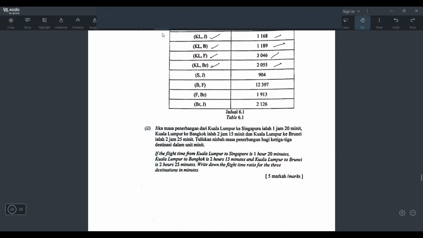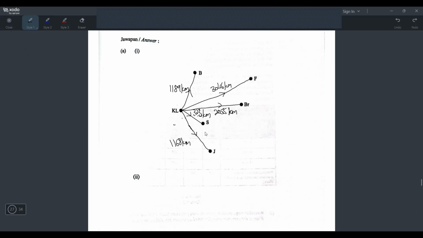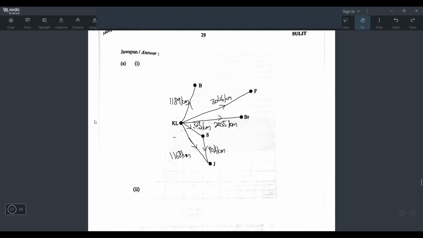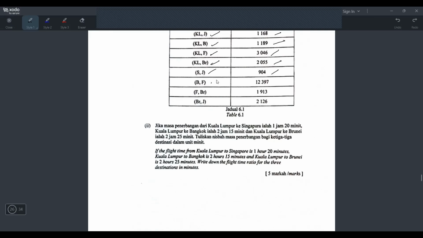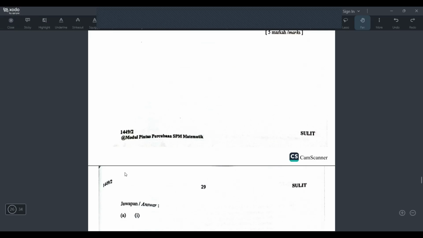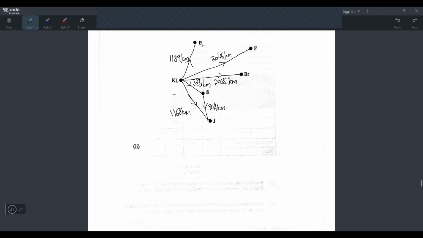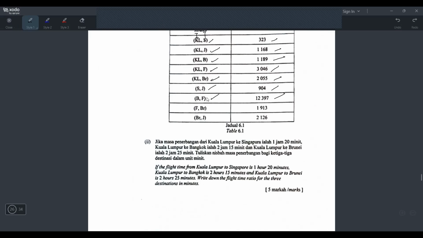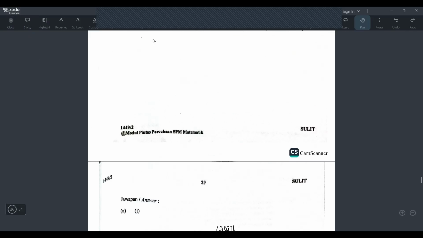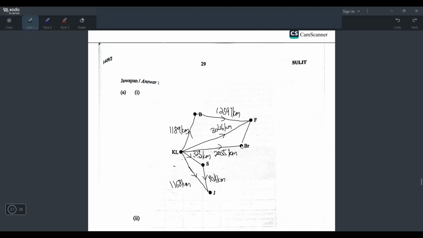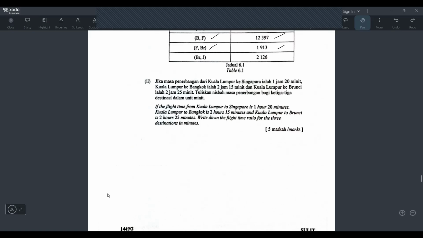Next one, S to J, 904. We need the arrow, S to J, 904 kilometers. Next, B to F, 12397 kilometers. Okay, almost finished. F to BR, 1913. F to BR like this. Arrow going down, 1913. The arrow is also important.